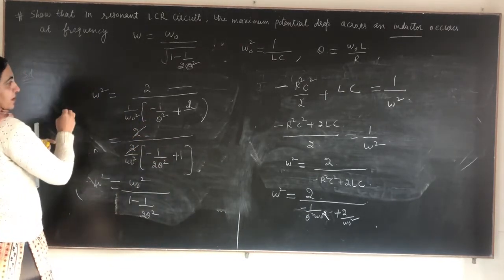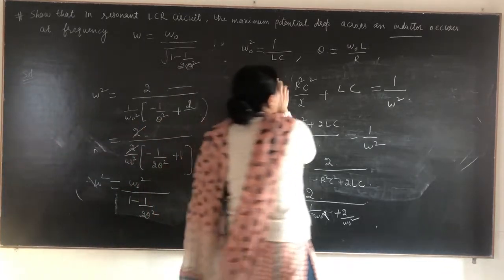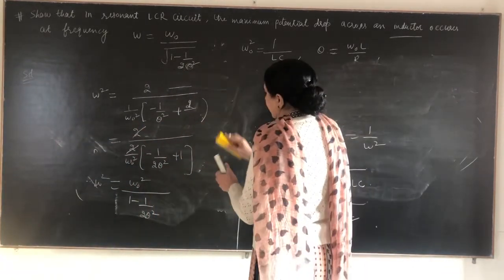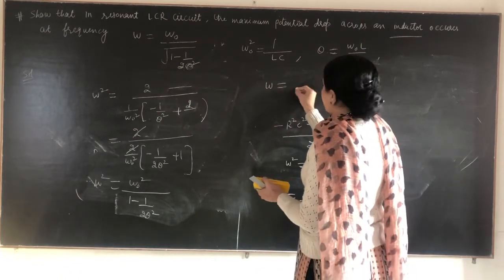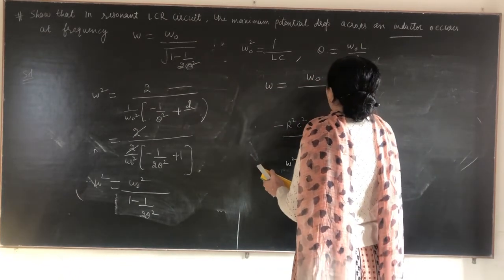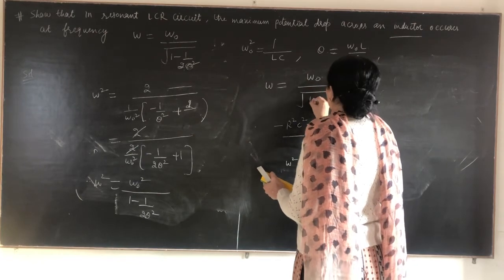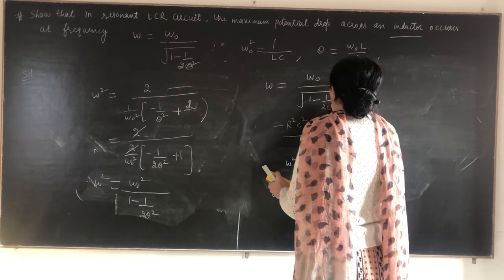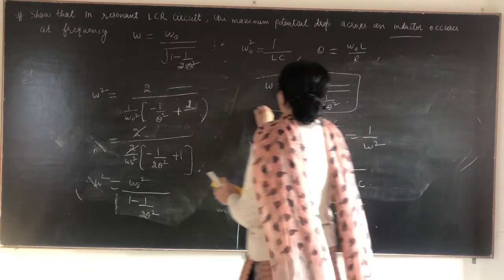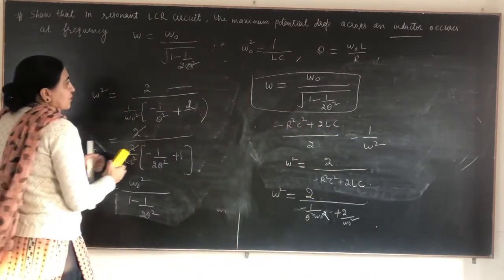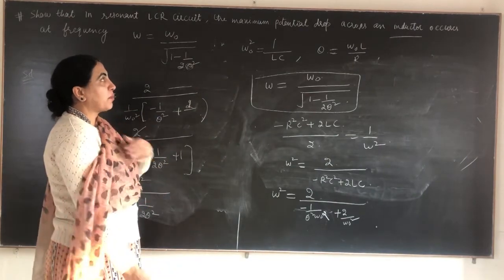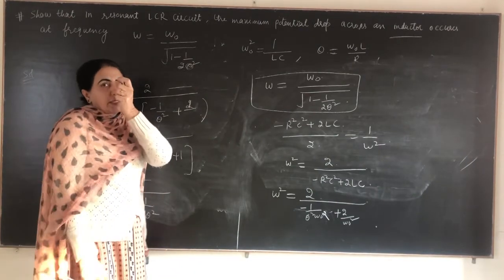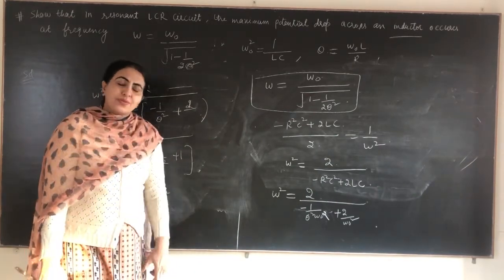So from this you can write that omega is equal to omega naught over under root of 1 minus 1 over 2 Q square. So this is the result. So at this frequency there will be a maximum potential drop across an inductor. So thank you very much.